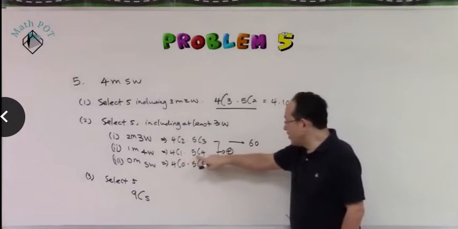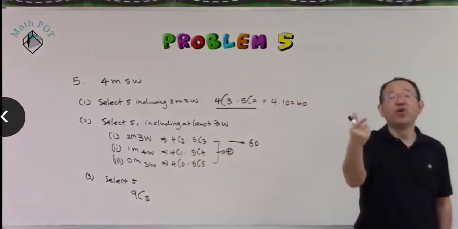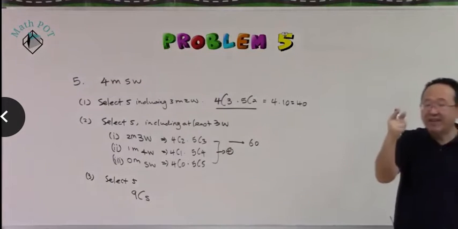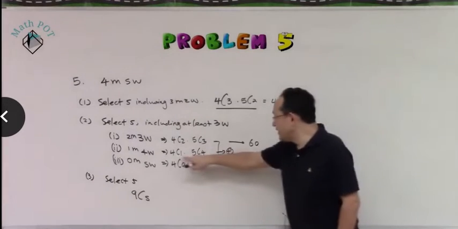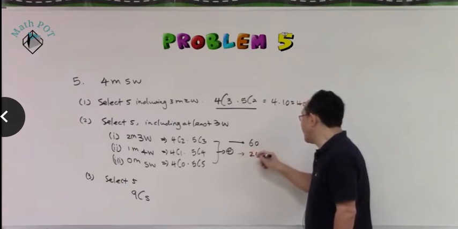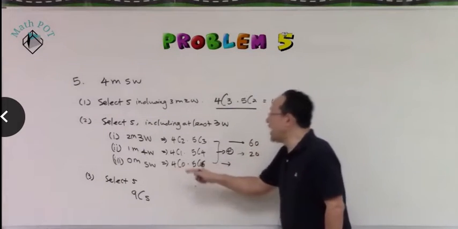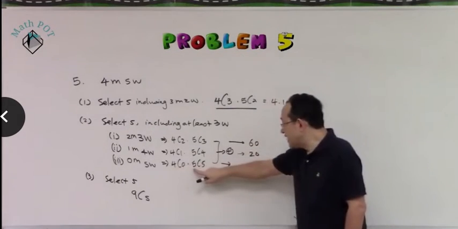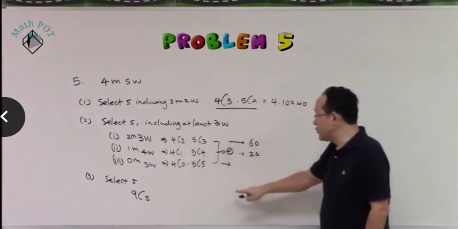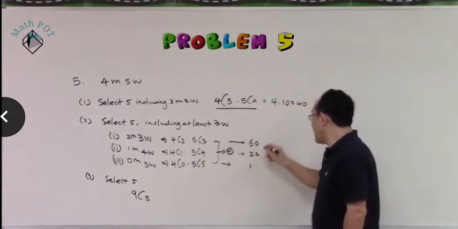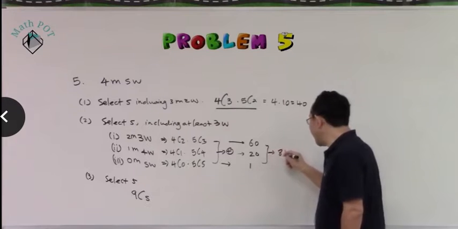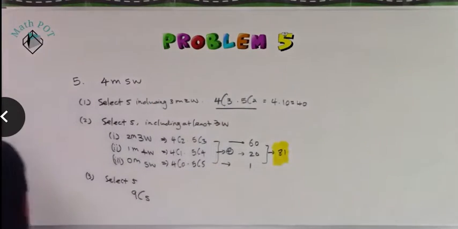This is the 4. Of course, 5C4 is nothing but 5C1. 5C1 is 5. That means this is 4 times 5, that gives us 20. How about this one? Of course, any number C0 is 1. Of course, any number C that number is equal to 1. That means this part is nothing but 1. Of course, add everything up. That gives us 81. So that is the answer for this one.